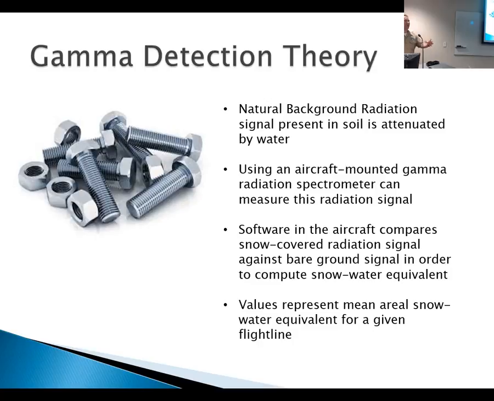So if you know what the concentration of those radioisotopes are over dry ground, you go out and you fly it again when there's snow on the ground, that difference tells you exactly how much water there is in the snowpack. It doesn't tell you how deep it is, it doesn't really tell you how warm or anything, but it does tell you exactly how much water there is, which is extremely important to water forecasters. Software in the aircraft does that comparison, and we get the data real time. So we know as we're flying it how much water there is once we complete a flight line.